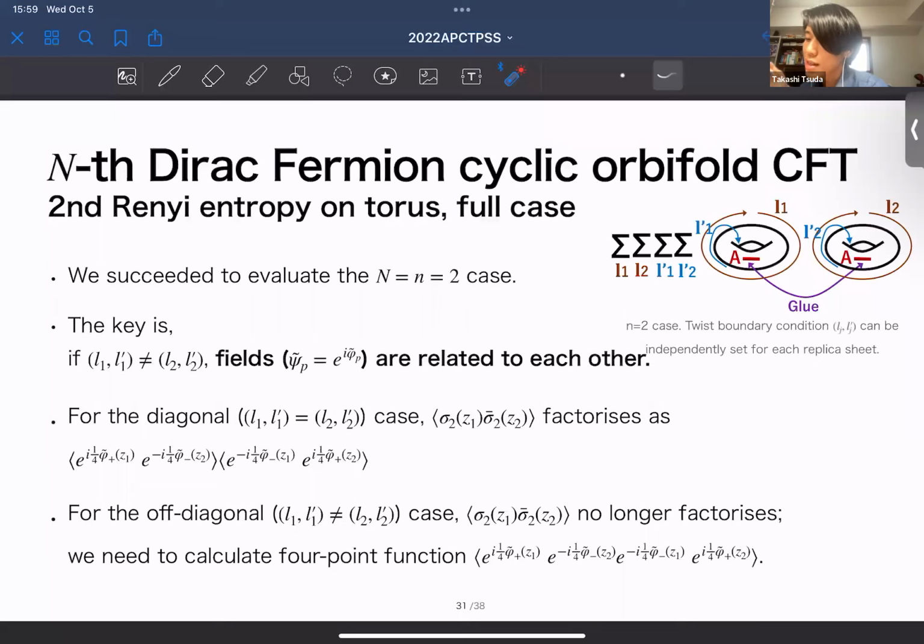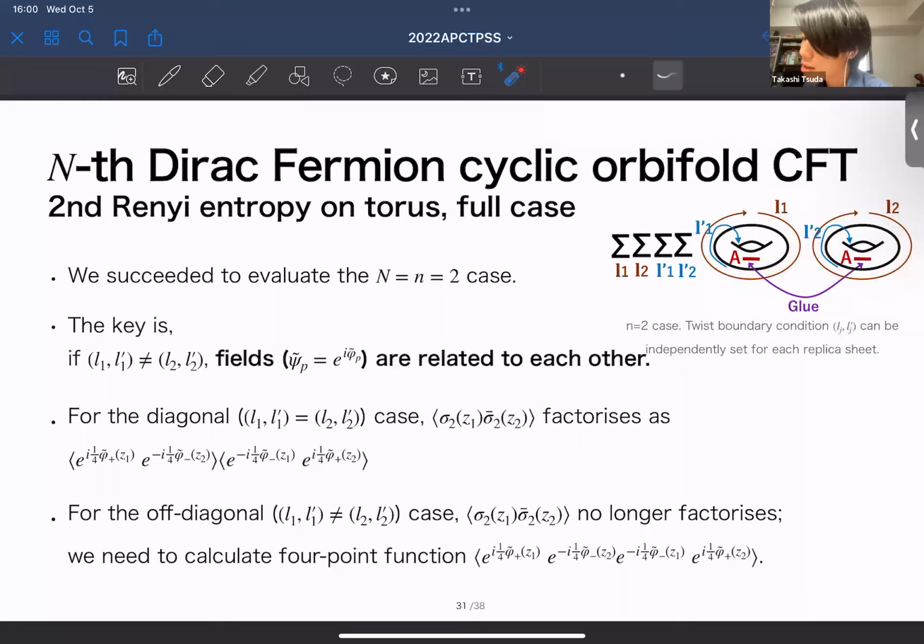Okay, now let's see what happens when capital N and lowercase n are 2. This is 2 tori that denote the different replica sheets. On this torus, we set twist boundary conditions as L1 and L1 prime, and we can set another different boundary condition on the second replica sheet like L2 and L2 prime.